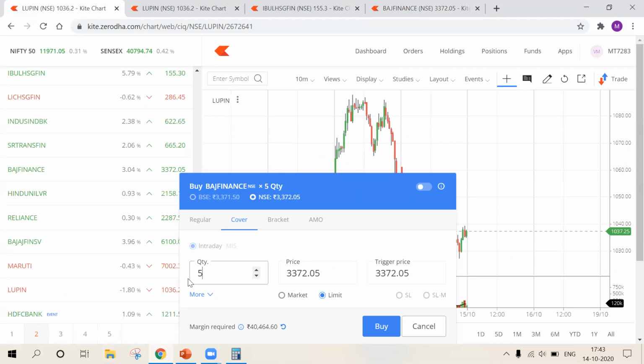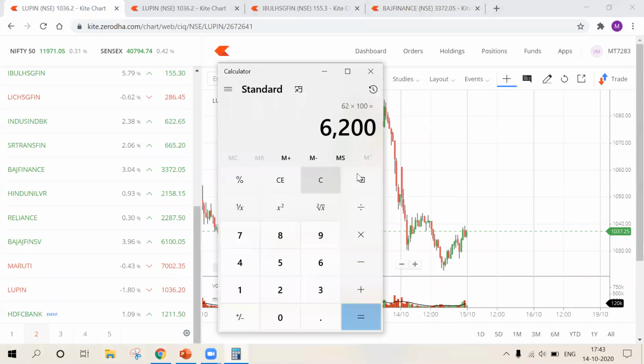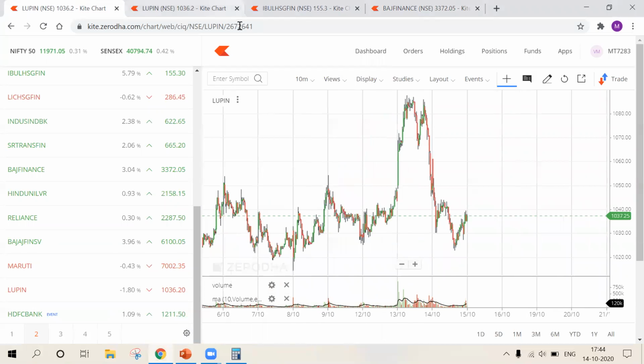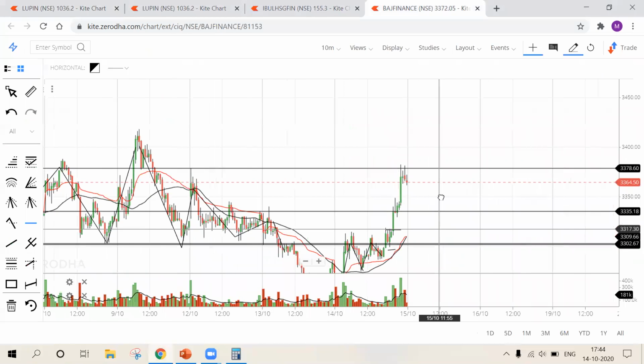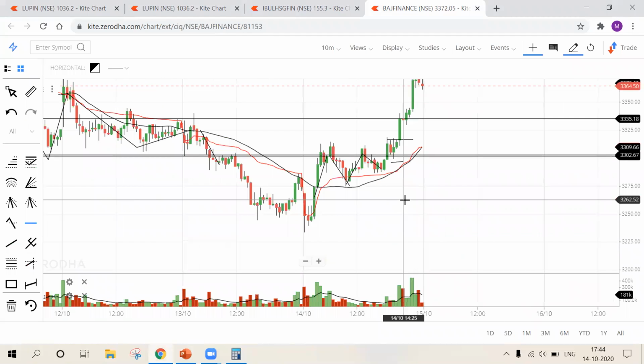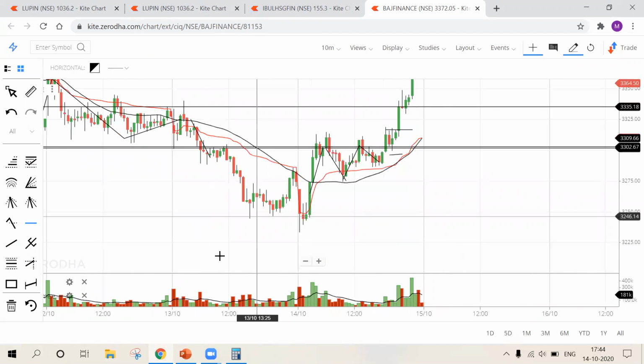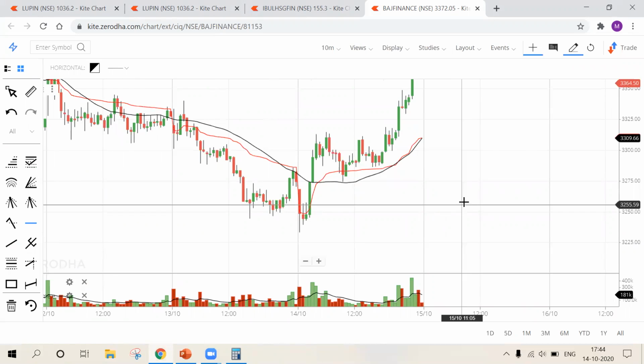If you don't have 40k, no problem. Enter with 50 quantities. You only need 20k for 50 quantities. If you're entering with 50 quantities, 62 points profit into 50 quantities, your profit will be 3100 with the investment of 20k. That's how you should be trading. It's actually very easy. We have got a perfect entry using the price action strategy here. Or you can also use the alert wave strategy here.